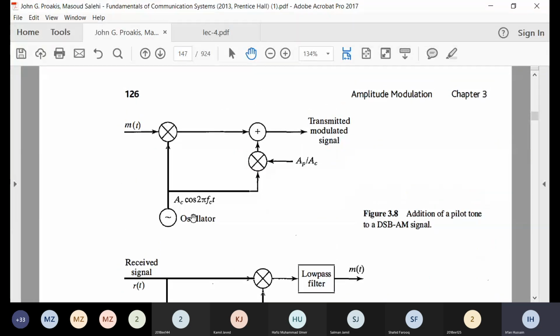So what we do here, we have the message signal, you multiply this with the carrier. This is your double sideband suppressed carrier signal here. But what you do, you have this carrier, you make its amplitude smaller, and then you also add this carrier to the already double sideband suppressed carrier signal. So it will be double sideband with the carrier. It will no longer be suppressed carrier. And here we normally keep the power of this carrier low as compared to the power of the modulated signal.